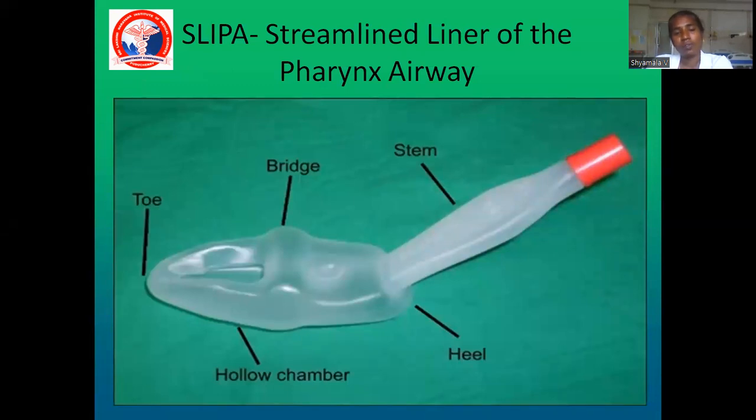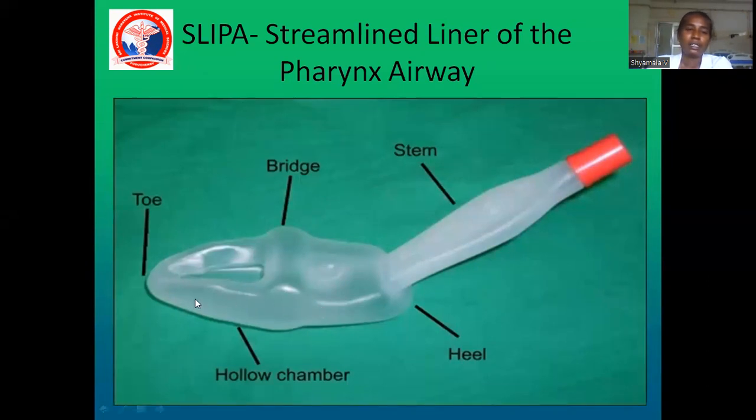Then this is also one of the cuffless preformed shapes. Okay. This is SLIPA, streamlined liner of the pharyngeal airway. Okay. Streamlined liner of the pharyngeal airway.